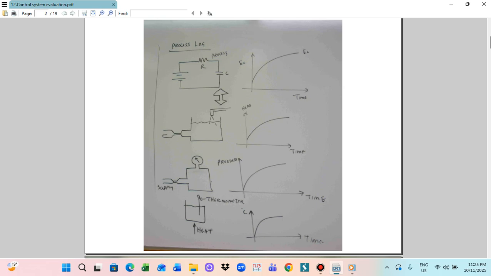So what about the heat here? This is heat, and then you get the temperature. This is a thermometer.